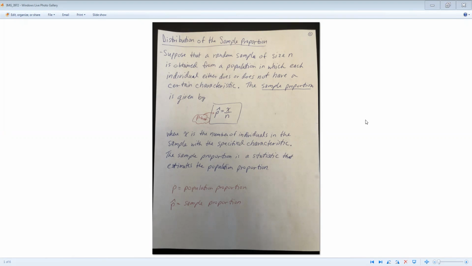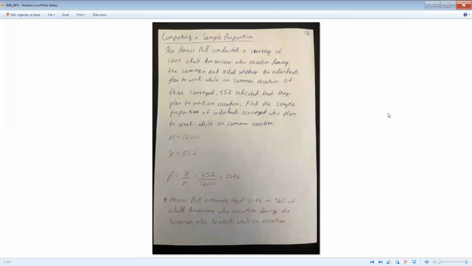The sample proportion is a statistic that estimates the population proportion. And going back to our notation, regular P is your population proportion, P hat is your sample proportion. Let's look at computing the sample proportion, make sure we're okay with that.